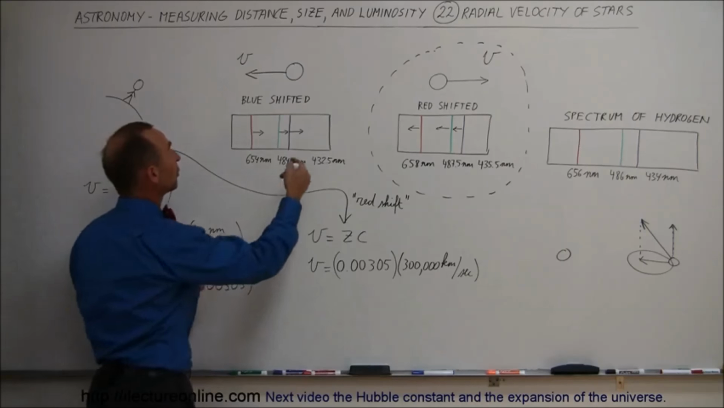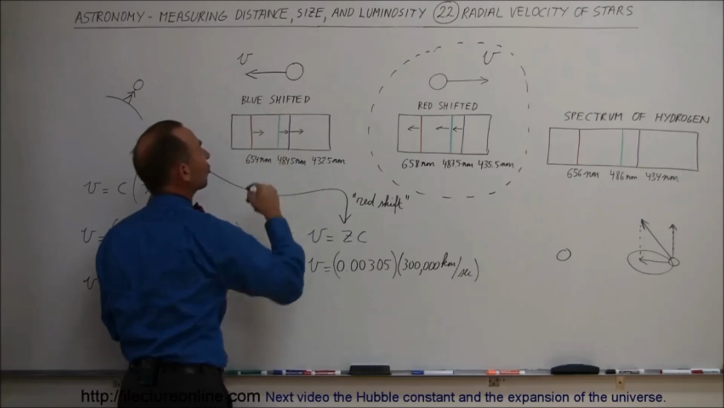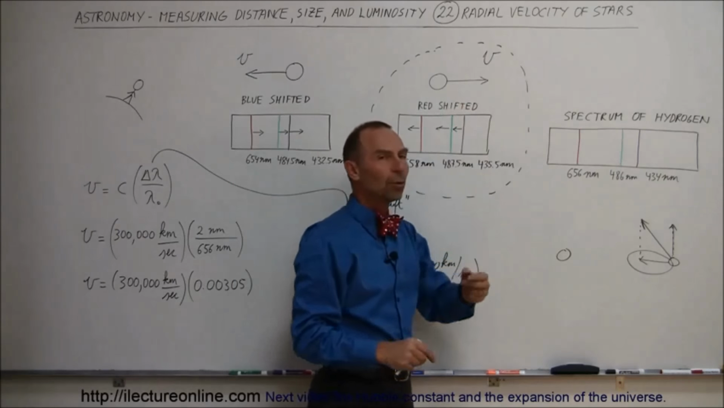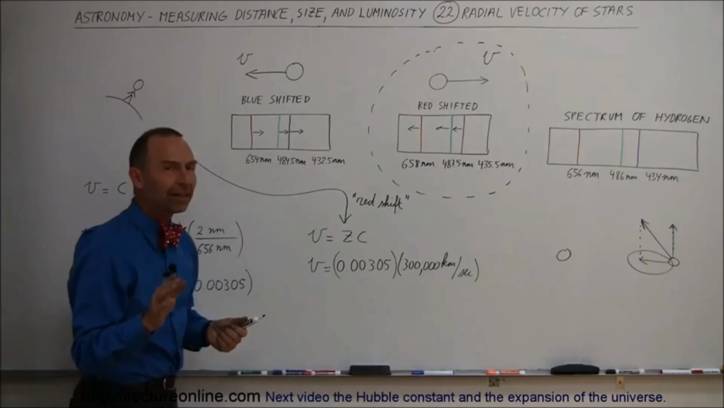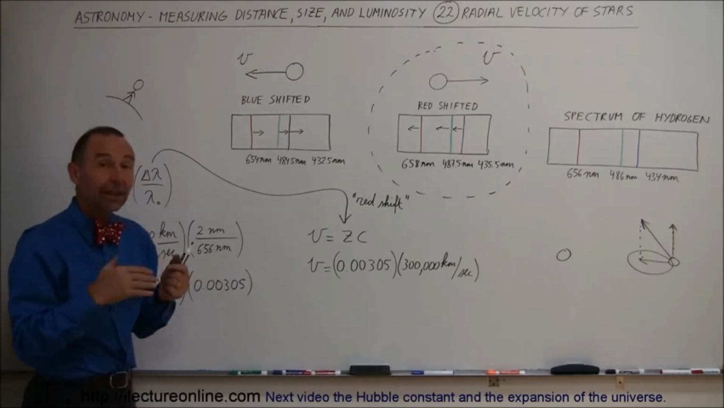So if an object is moving towards us, we say the object is blue shifted. If an object is moving away from us, we say that the object is red shifted. What does that really mean? Well, first of all, let's find out how we can even tell that things are moving.